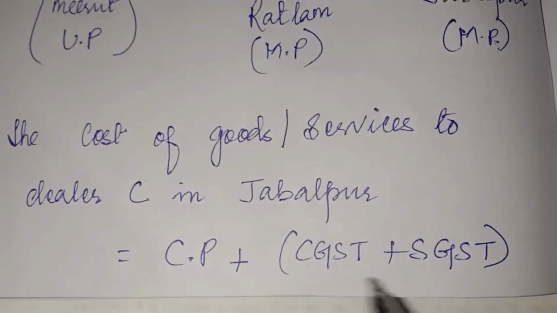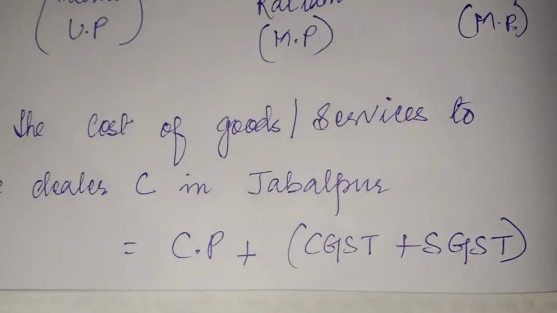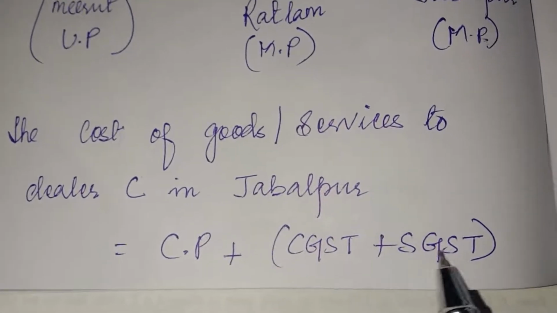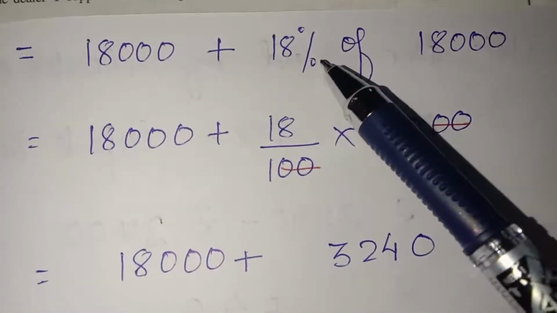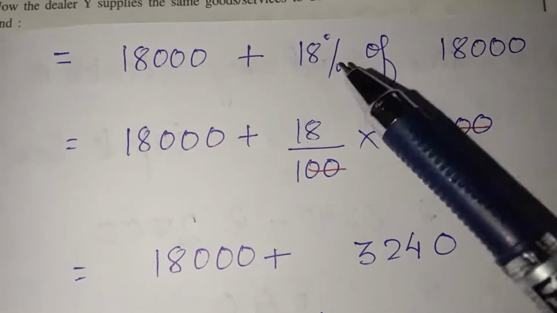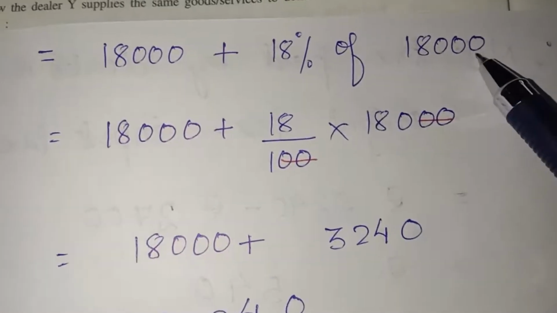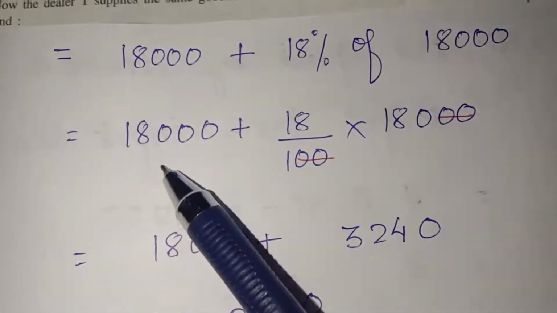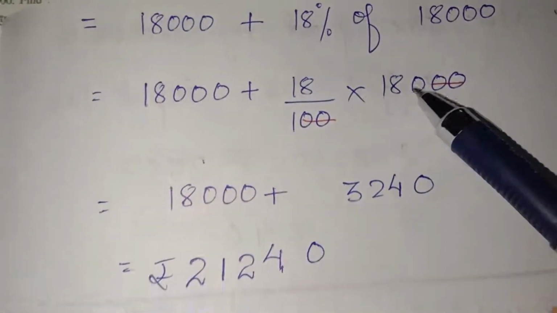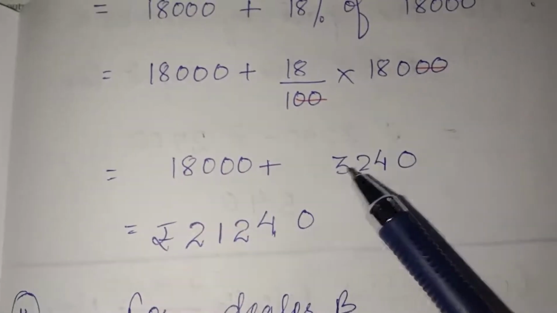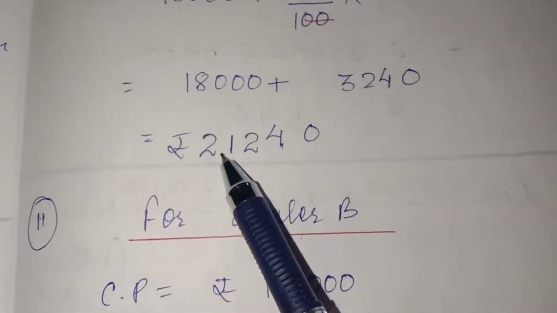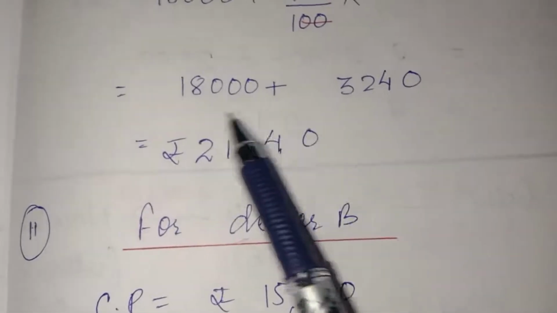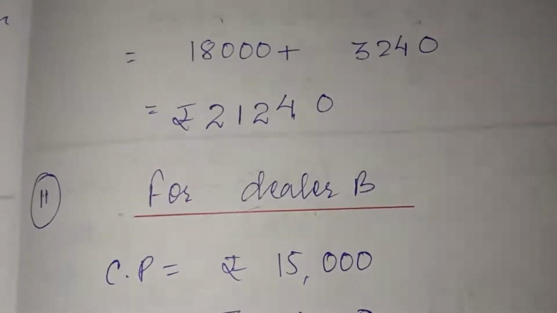So here we will not find CGST and SGST individually, okay. We will add and we will directly find. So only cost price is 18,000. So CGST and SGST total is 18% of 18,000, okay. So 18,000 plus 18 by 100 into 18,000, which is 3,240. So you add this, you will get rupees 21,240. So this is the total cost for dealer C.